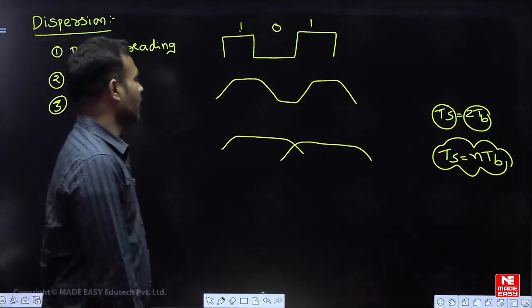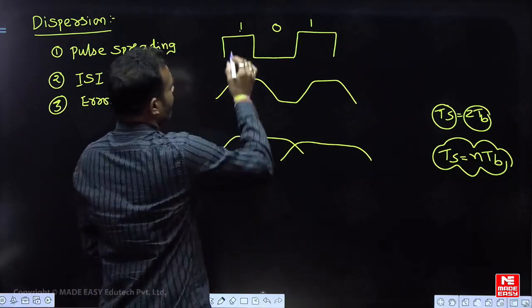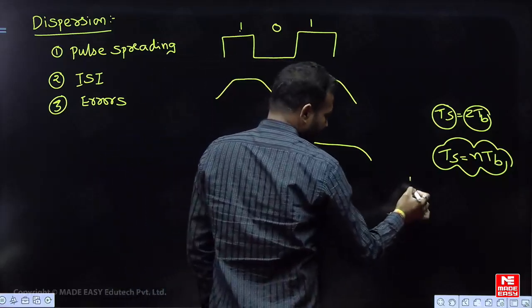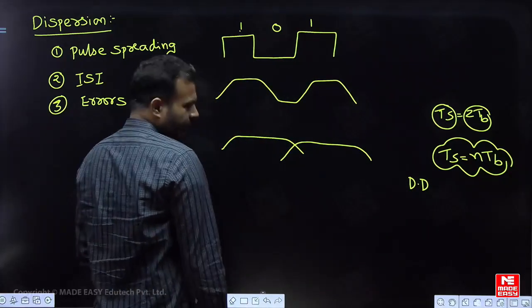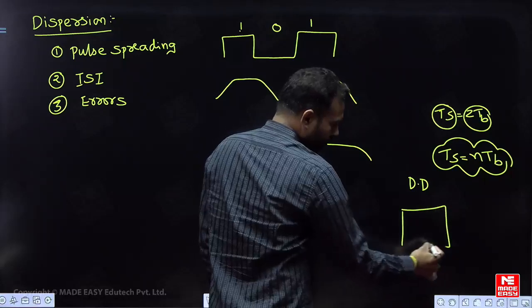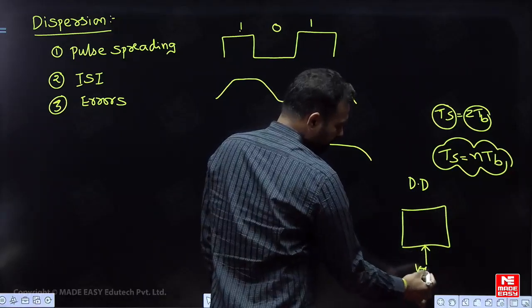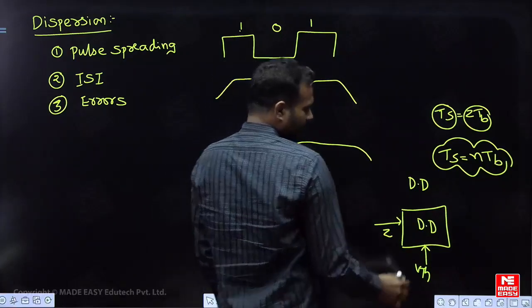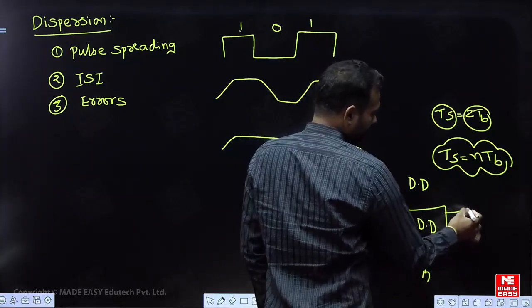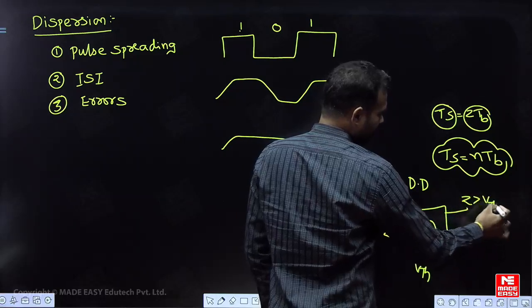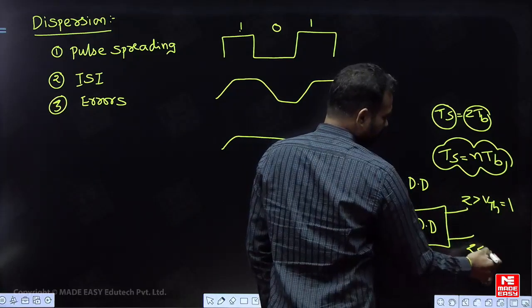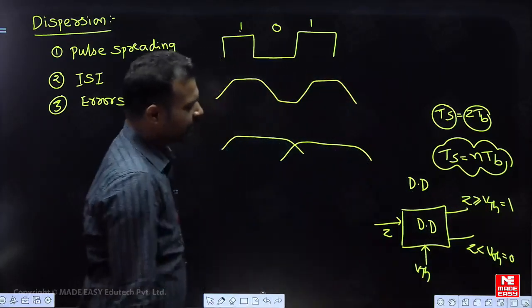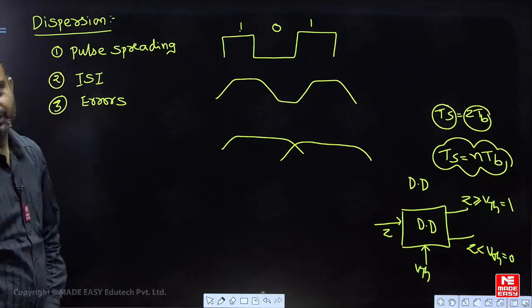After writing this, you understand very clearly that this is the 101 bit sequence we have. The bit is spread, so we use the decision device. A decision device works with the help of a threshold and takes a decision in favor of the incoming bit. For example, if Z is greater than or equal to VTH, the decision is taken in favor of 1. If Z is less than VTH, the decision is in favor of 0. This is a decision device.